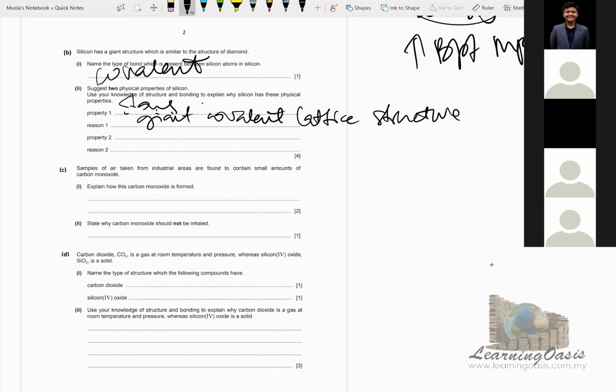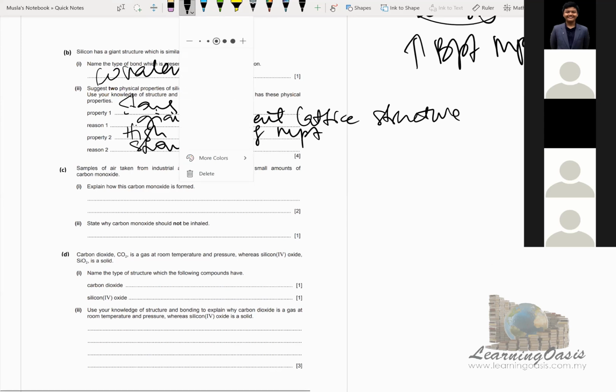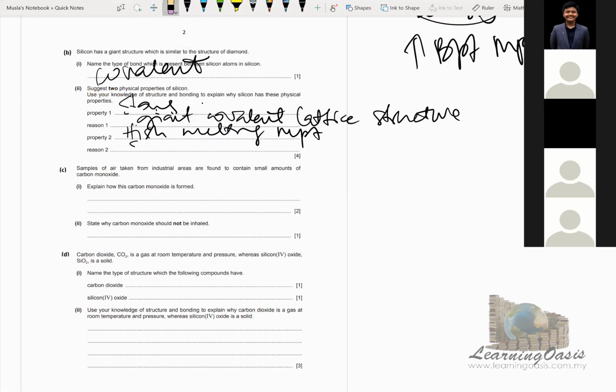Okay, now second property. High melting and boiling point. Reason? High energy is needed to break the bonds. What bond are you talking about? Strong covalent bond. It is a giant covalent lattice, but the bond is what? They have a high melting and boiling point. Why? Because a large amount of energy is needed to overcome the bonds.